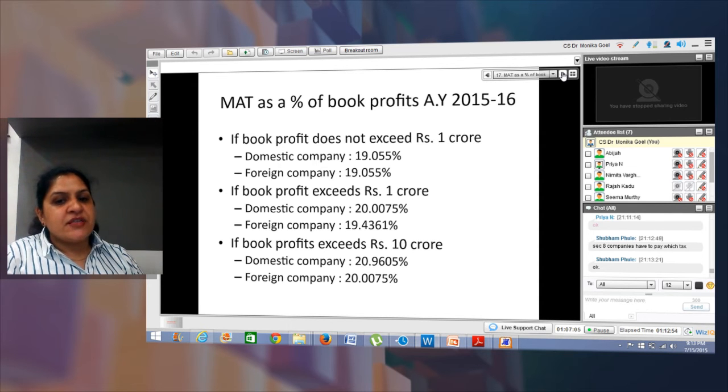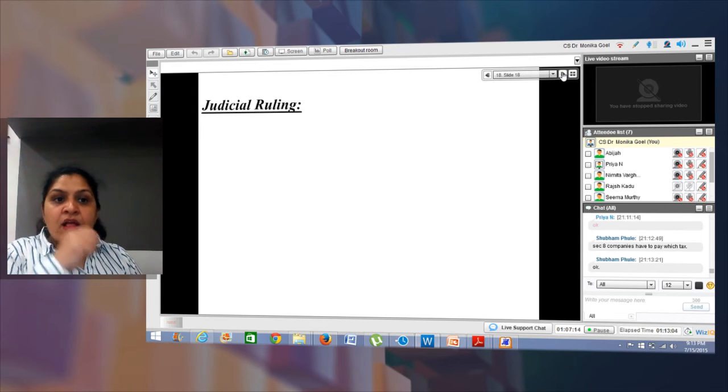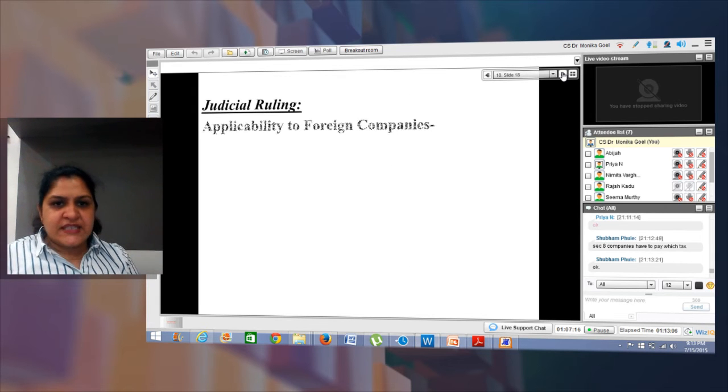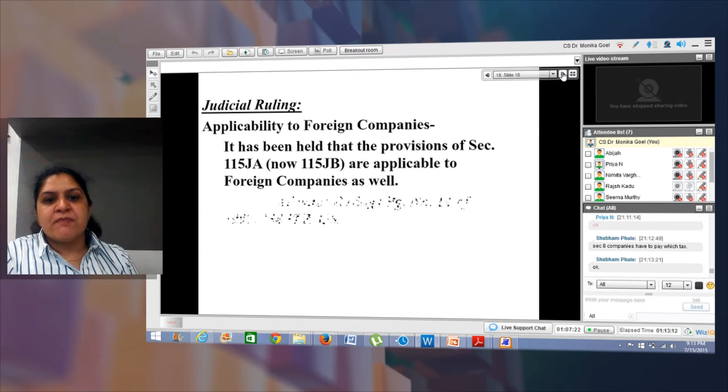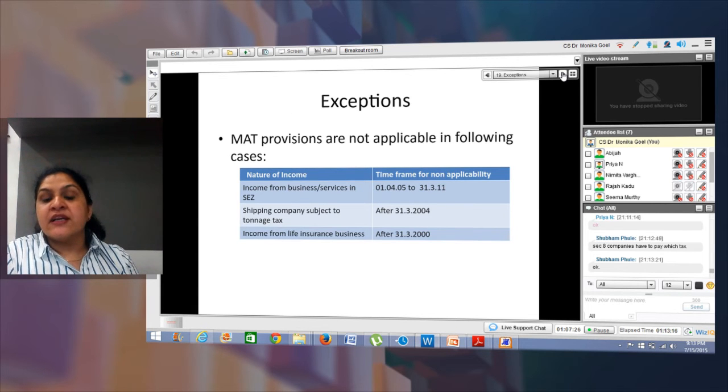Similarly, if the book profits are more than rupees 10 crore, then the rate of surcharge is 10% in case of a domestic company and 5% in case of a foreign company, and the rates are automatically calculated. I've already discussed that the provisions of section 115JB are applicable to foreign companies, but in that situation the foreign company must have a permanent establishment in India.